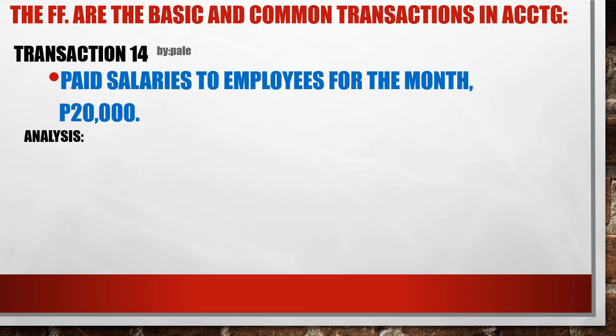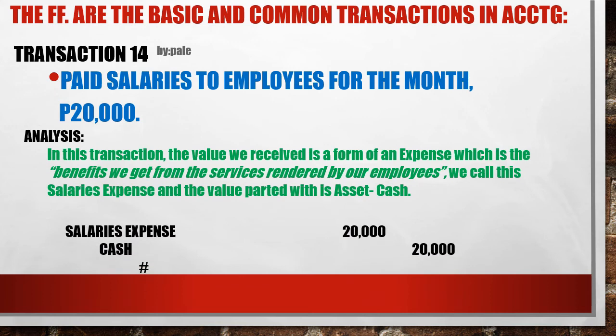Go back to your definition of account titles. That is salaries expense. So, expense that we have received is debited. So, this is the benefit we get from the services rendered by our employees. Then, credit, they were paid, we gave out cash, 20,000. So that's how you would record expense.